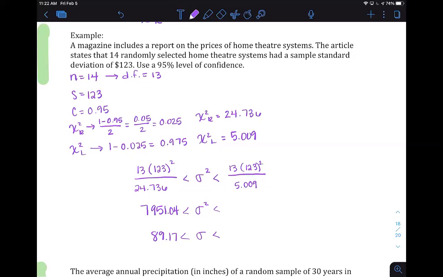And then do the same thing, but divide by 5.009. Okay, 39,264.72. And then take the square root of that. We get 198.15. Okay.